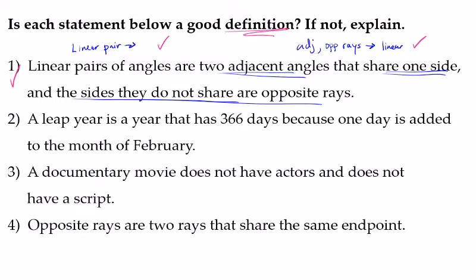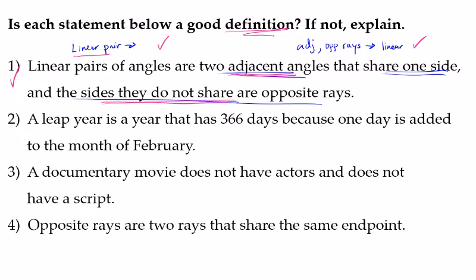So a linear pair, if it's a linear pair, then the following is true, right? There'd be two adjacent angles that share one side, and the sides they do not share are opposite rays. And you could work that the other way and say, if two angles are adjacent and share one side, and the sides that they do not share are opposite rays, then that would form a linear pair, right? And so that would be a good definition. Let's look at the next one.